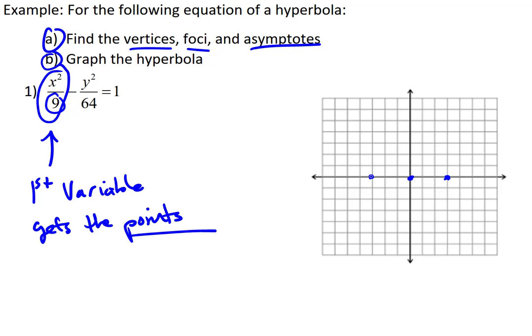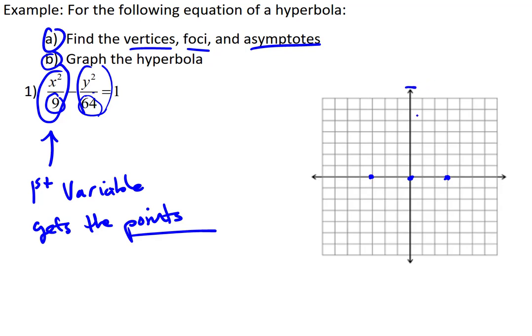Okay, now what does that mean for y? Well, we move on to the next variable. Underneath the y squared, we find a 64. So we go the square root of that amount, you guessed it, above and below our center. But here, we're not going to put points because, again, the first variable already got the points. So what do we do? Well, the square root of 64 is 8, so I'm going to go 8 up and down.